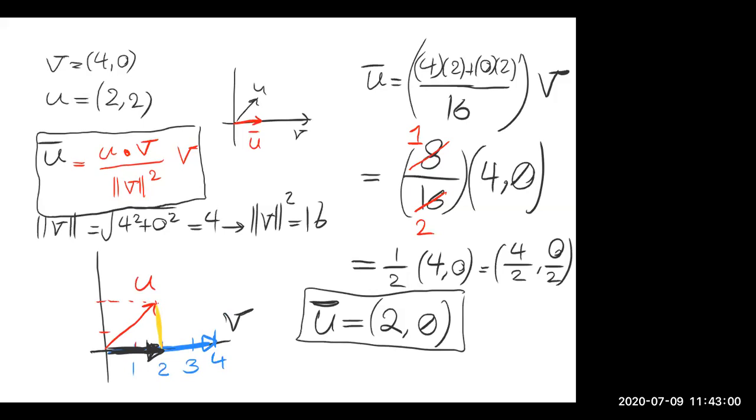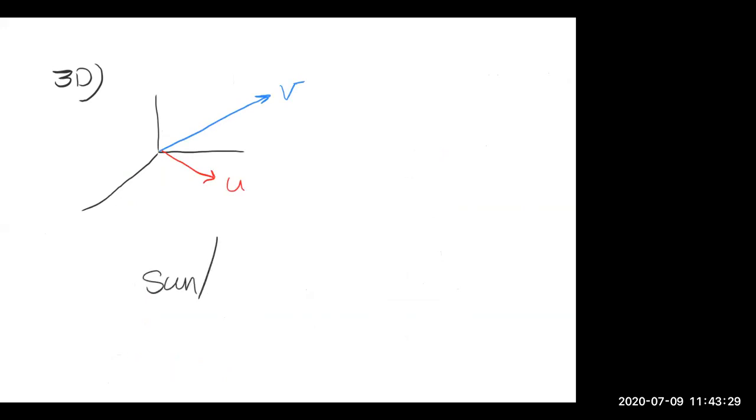Okay, maybe just solve one more example of this, and then we can have a short break. We can do the same thing in 3-dimensional space. We can have this projection inside 3D space. So let's say I have a vector v, and I have another vector u. And then I can assume there exists a sun here now.